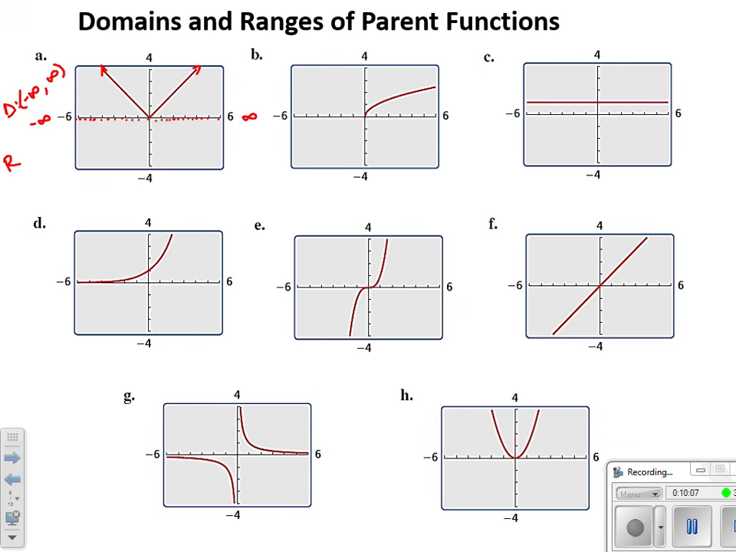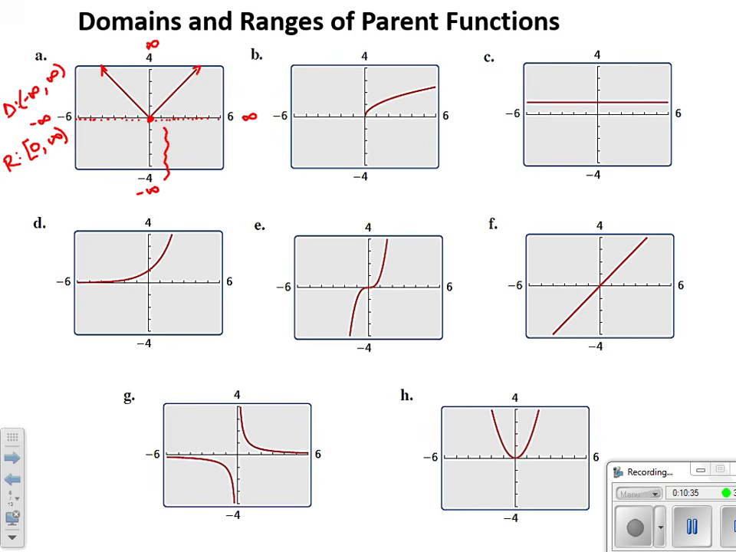The range, we have the same idea, but now we're looking from where the negatives are to where the positives are. So domains we read left to right, ranges we read bottom to top. And as you can see, when I'm looking down here, there is no graph there. It's not until I get to a y value of 0, a height of 0, that I start to see that graph, and it continues to positive infinity.